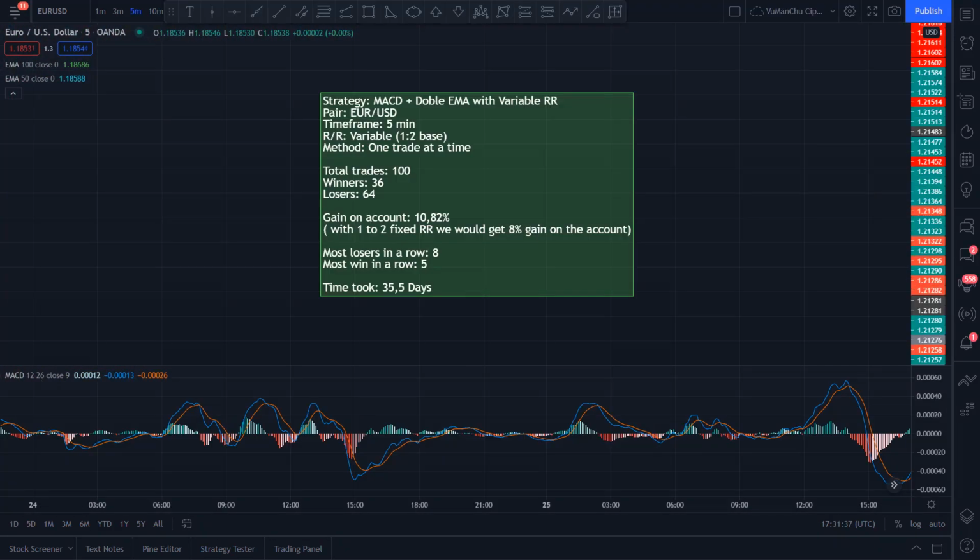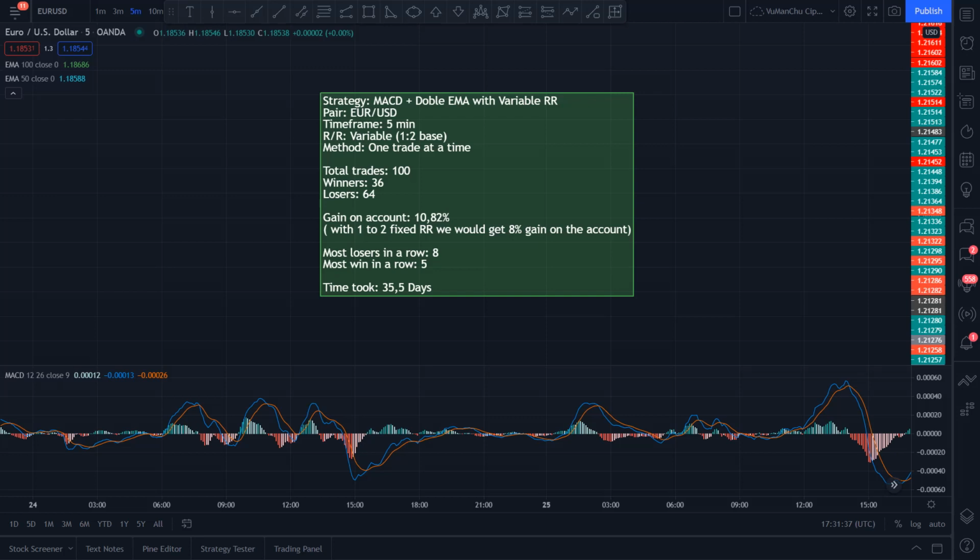And the results are in. After 100 trades on the Euro-USD pair on the 5-minute time frame with a variable risk to reward ratio, we got 36 winners and 64 losers, which gives us a gain on the account of 10.82%. With a 1 to 2 fixed risk to reward ratio, we would get 8% gain on the account.